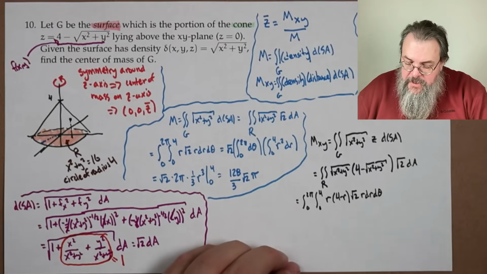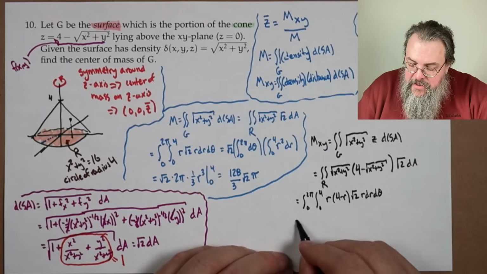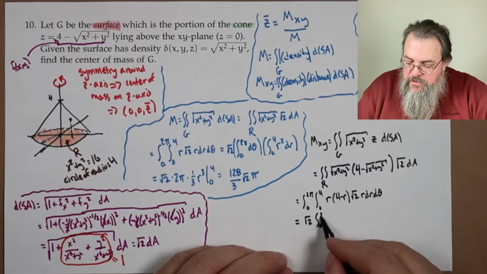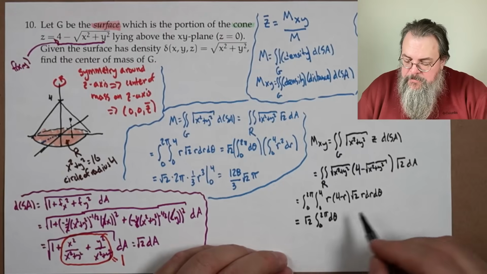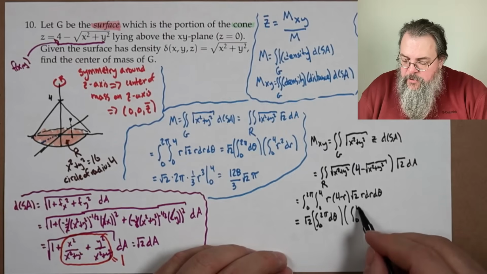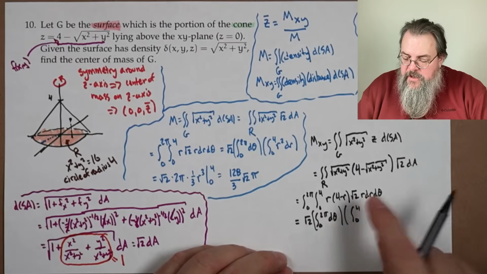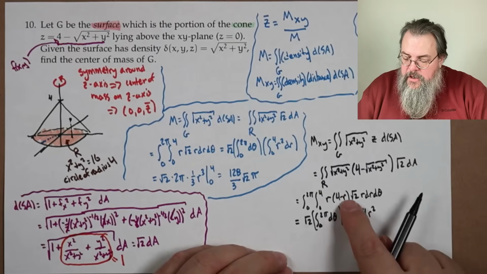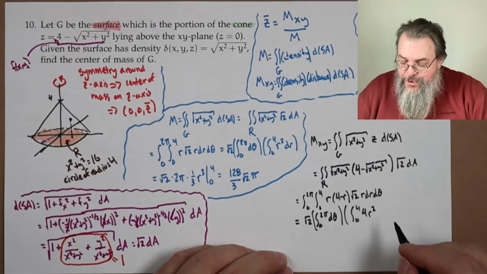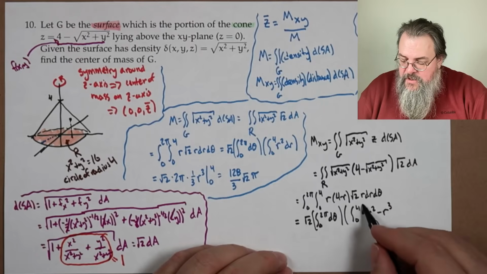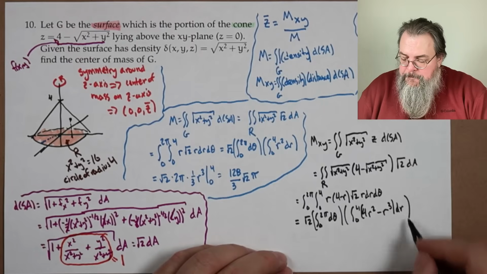Well, this, again, we can pull out. There's a square root of 2, integral 0 to 2 pi, d theta. And then there's an integral 0 to 4, r times 4 times r, that's 4r squared, and then r, that's r cubed. So 4r squared minus r cubed, dr.